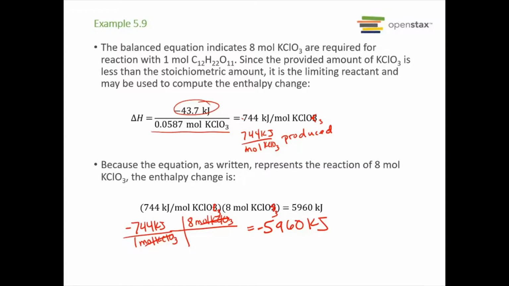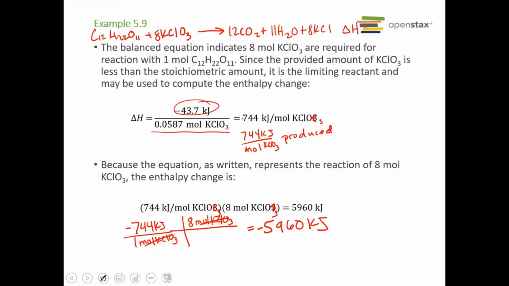The thermochemical equation to write it out now is C12H22O11 plus 8 KClO3 becomes 12 CO2 plus 11 waters plus 8 KCl, and then next to it we write delta H equals negative 5,960 kilojoules.